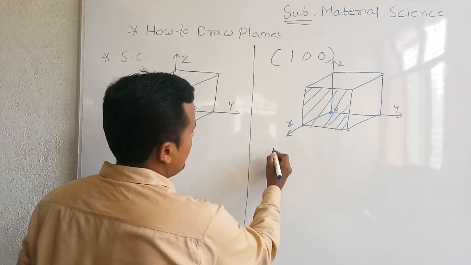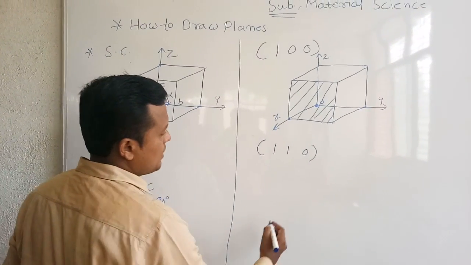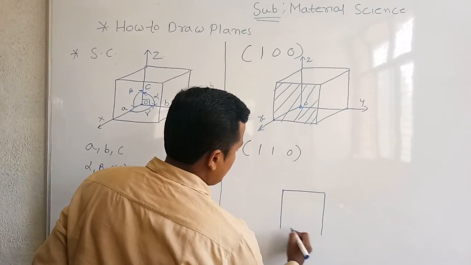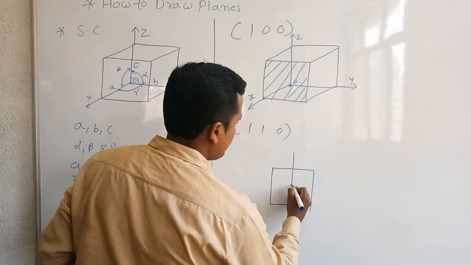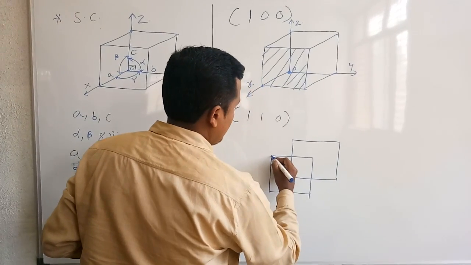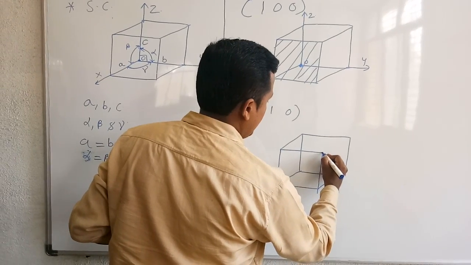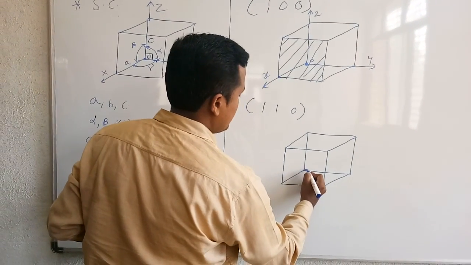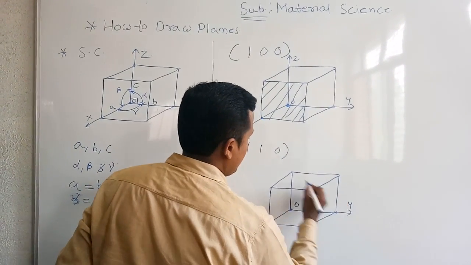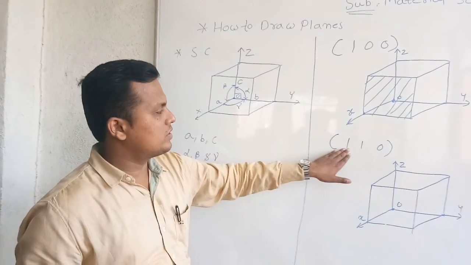Then we have to draw the 1 1 0 plane. Same procedure. First you have to draw the cube in this manner. Then indicate the origin, that is important. This is the origin. Then indicate the axes X, Y and Z. Then show the points A, B, C.